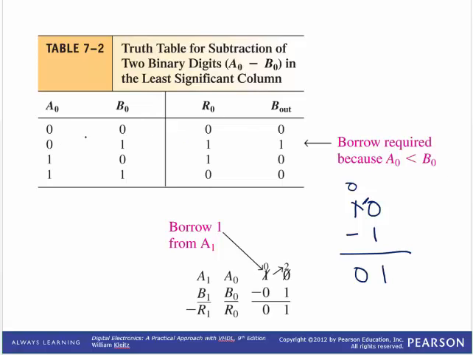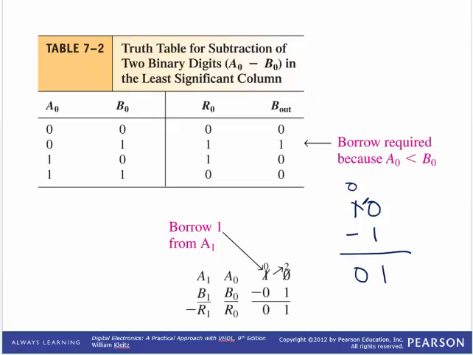So here's the truth table. Of course, 0 minus 0 is 0, and you didn't borrow anything. 0 minus 1 is 1, but you have to have a borrow, and we'll go over that in a moment to show how you get a negative number. 1 minus 0 is 1, no borrow, and 1 minus 1 is 0, no borrow. So this case of having a borrow is the one that's going to be interesting.